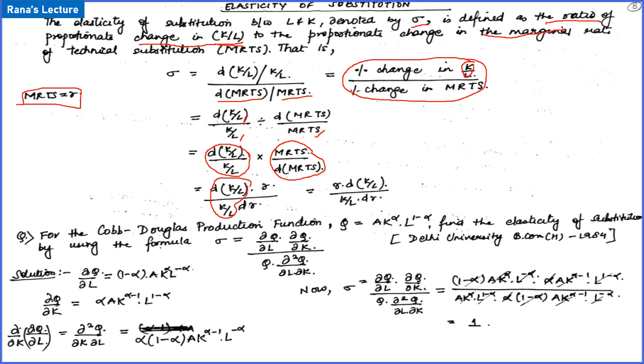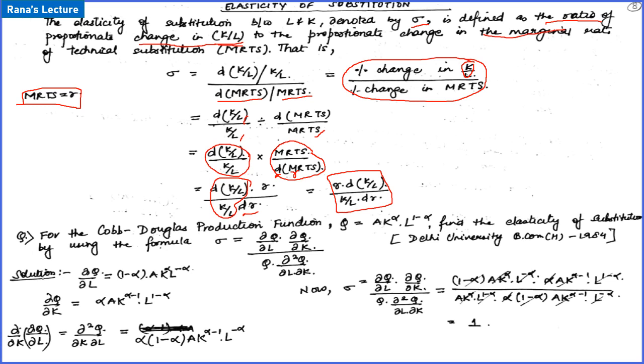We can also write MRTS as R, so over here this will be dR. So again we rewrite the formula. This will be R into d(K by L) by K by L into dR. This is what the formula of elasticity of substitution is.